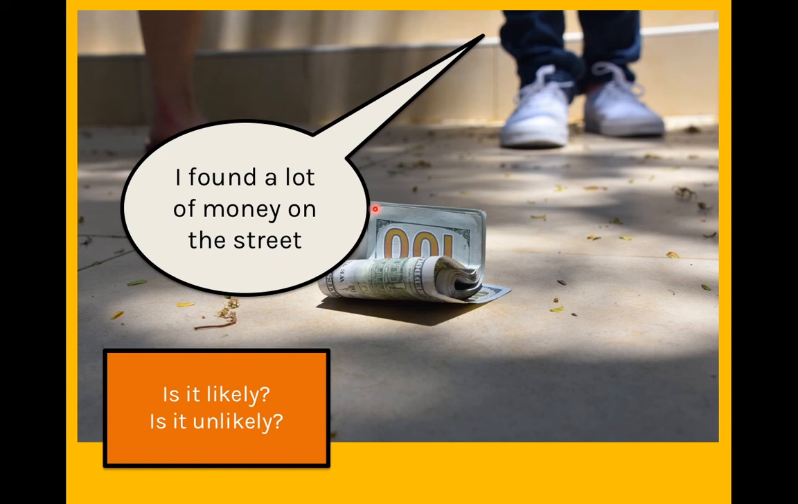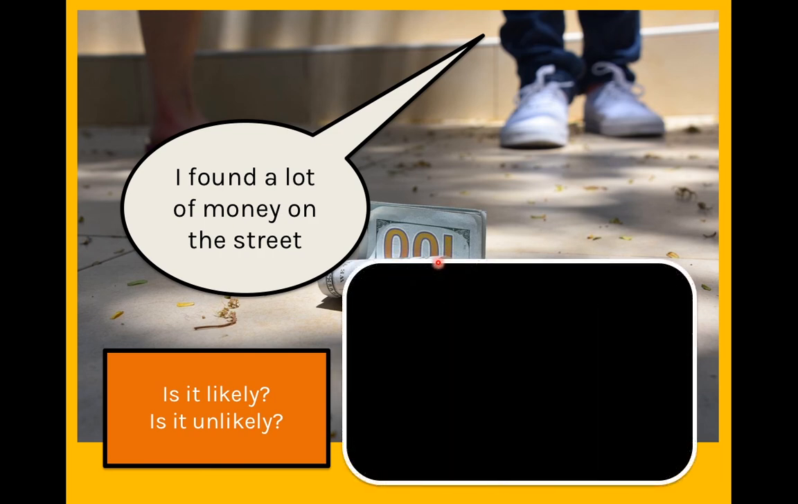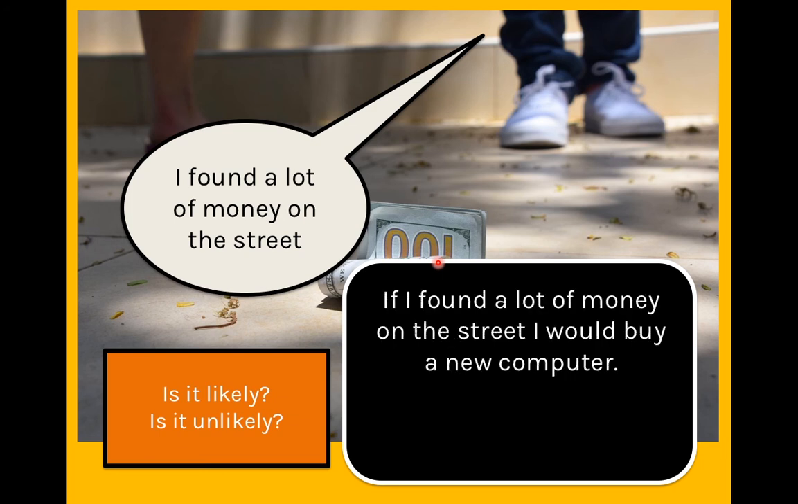So we're gonna make sentences. I'm gonna give you examples of sentences in the second conditional because this is unlikely. This is very unlikely. I'm gonna give you one first example in which the sentence found the money or find money is the condition. If I found a lot of money on the street, I would buy a new computer.